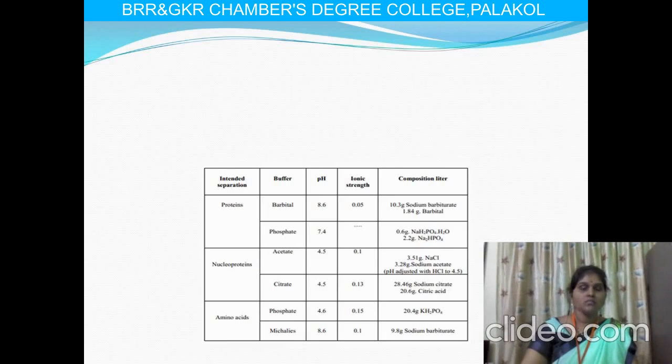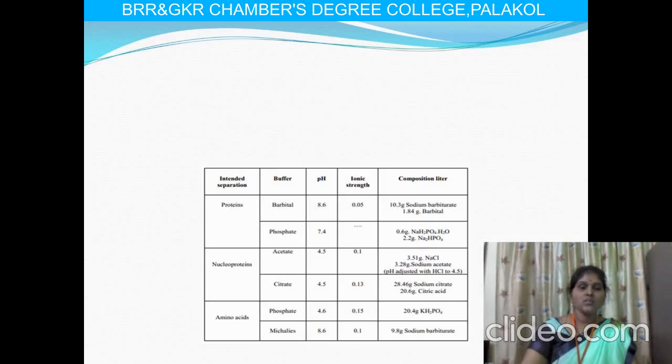So for the acetate buffer composition, for the preparation of 1 liter, we can add 3.5 grams of NaCl and 3.28 grams of sodium citrate, and we have to adjust the pH to 4.5. For the citrate buffer, we can use 28.646 grams of sodium citrate and 20.6 grams of citric acid. This is the composition for the buffer preparation.